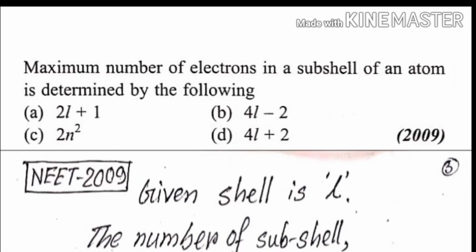In the third question, which is seen on your mobile screen, the maximum number of electrons in a subshell of an atom is determined by the following: A, B, C and D. Which option is correct?